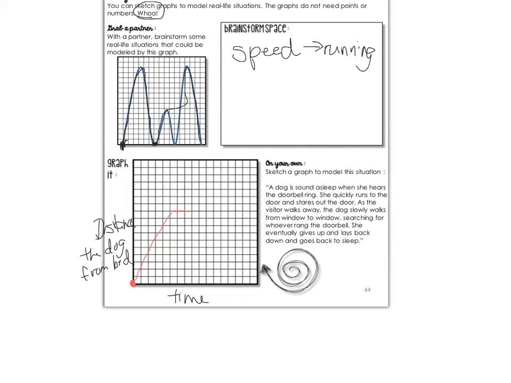Then it says the dog slowly walks from window to window. Now those windows could be closer or farther away. I would say those windows are closer to the dog's bed. So she walks slowly from window to window, searching for whoever rang the door. She goes to a window, she searches for another window, and eventually she goes back to her bed and lays down. So that's where my line shows going back to the bed, laying down.